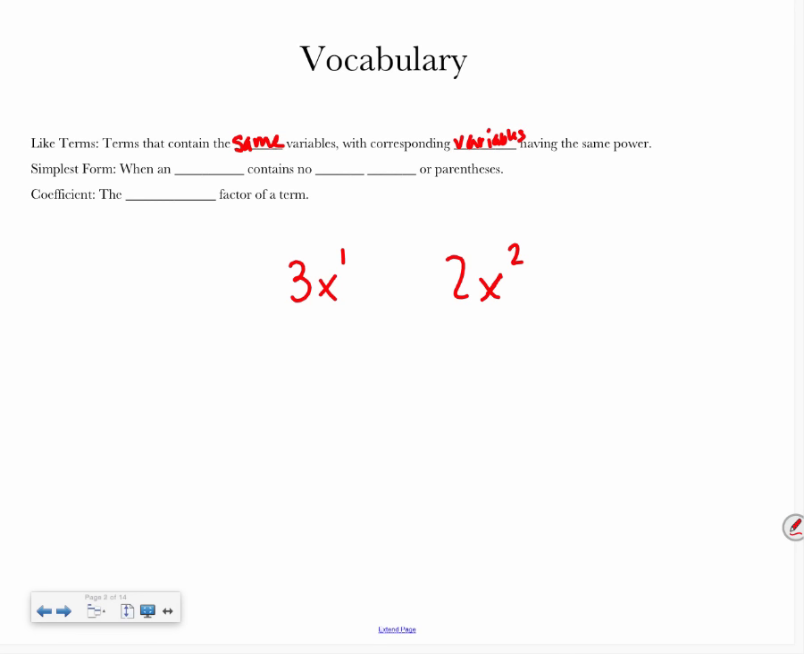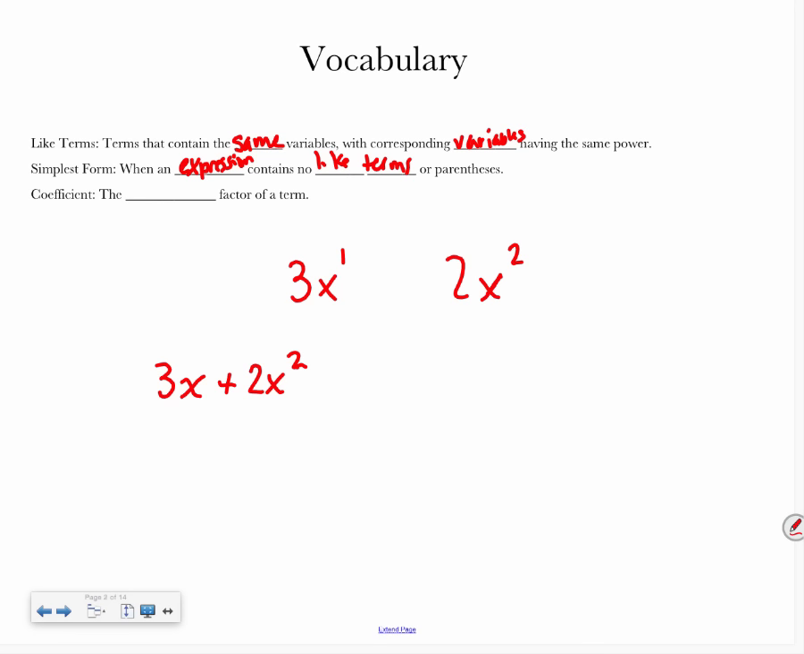Let's look at simplest form. Simplest form is when an expression, an example of an expression would be 3x plus 2x. There's no equal signs. Okay, no equal signs. And contains no like terms or parentheses. So you can see I changed my 2x to 2x squared. This is the simplest form. There's nothing we can combine because our x's have different powers.